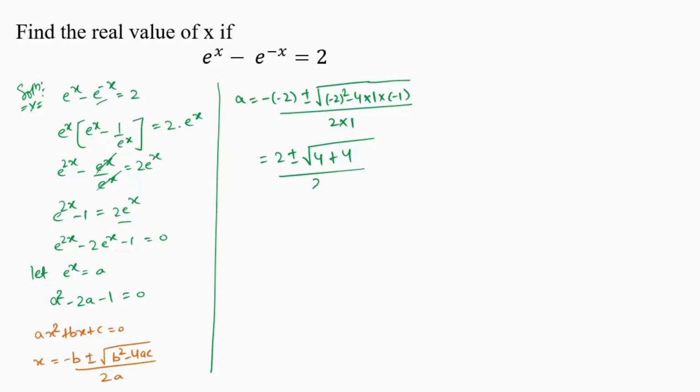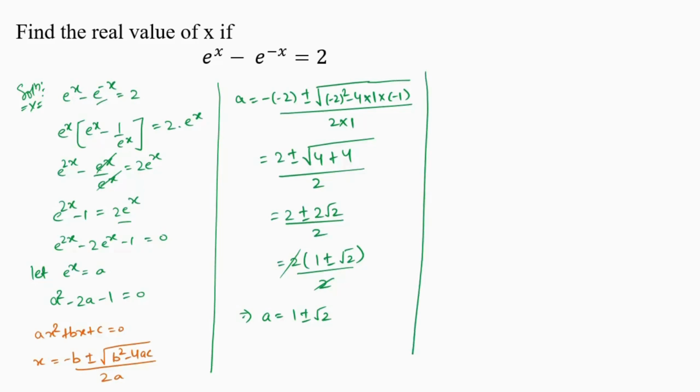divided by 2. On further solving this we get 2 plus minus 2 root 2 divided by 2. Taking 2 as common, we get 1 plus minus under root 2 divided by 2. This will get cancelled out and we get a equals 1 plus minus root 2. As we have assumed that a equals e raised to power x, so e raised to power x equals 1 plus minus root 2.